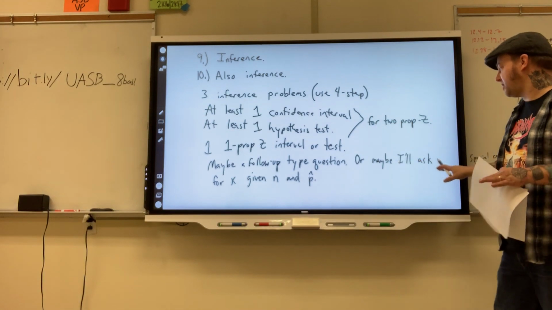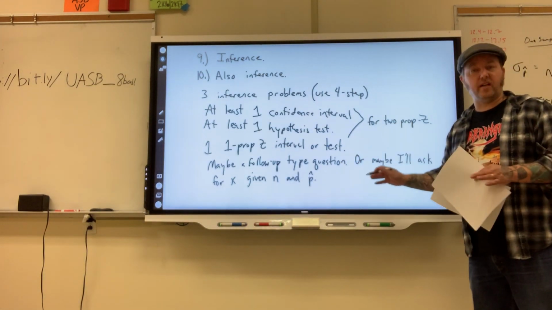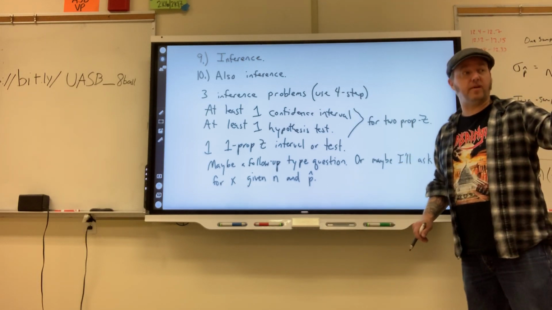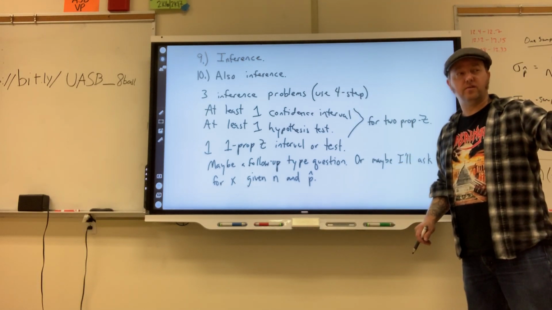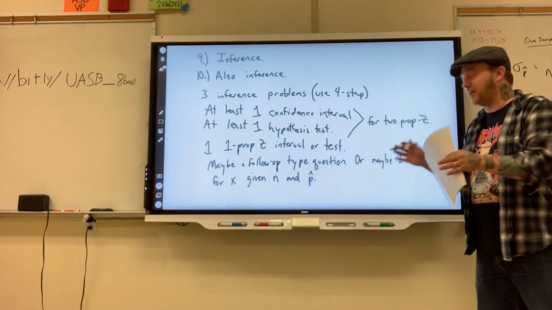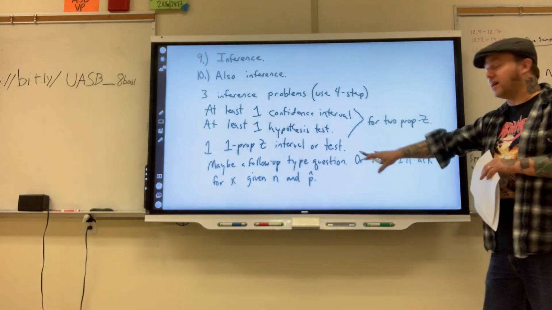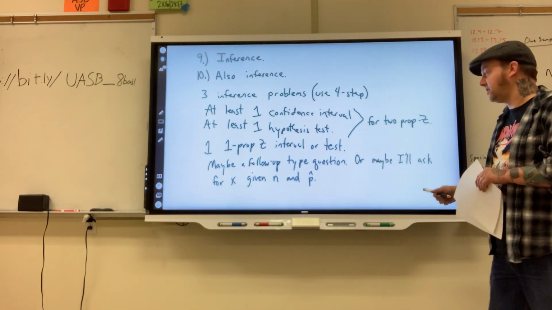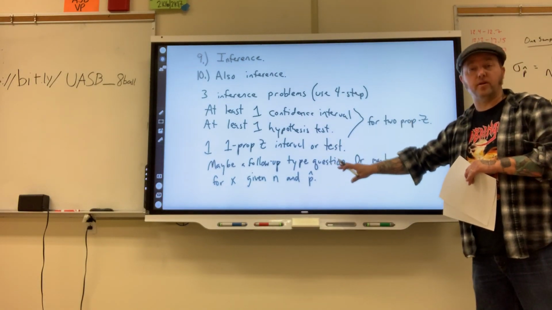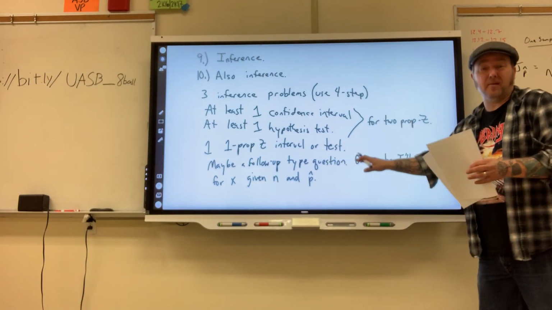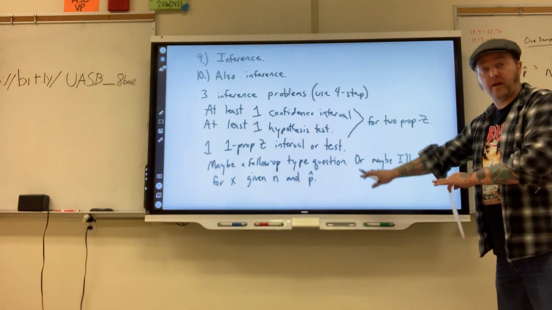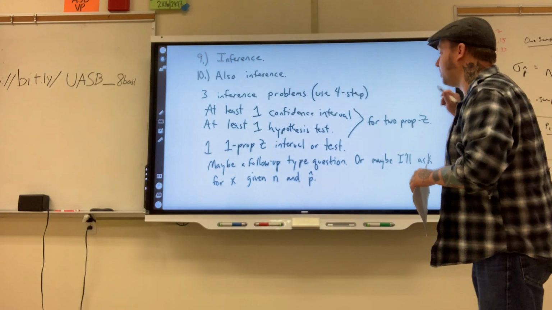And maybe a follow-up type question, or maybe I'll ask for x given n and p hat. Do we remember what x has to be? What does x have to be? No? No, it doesn't. No. Okay. x has to be, that's right, it has to be a whole number, integer, counting number technically, since it better be positive, right? We're not going to have x is 0. But anyway, it better be some sort of whole number, okay?